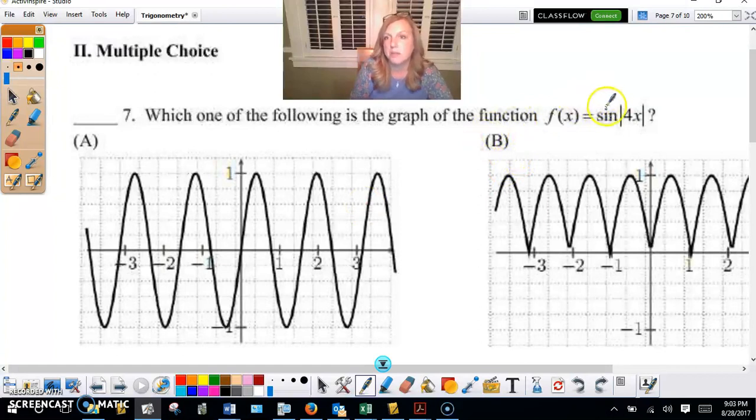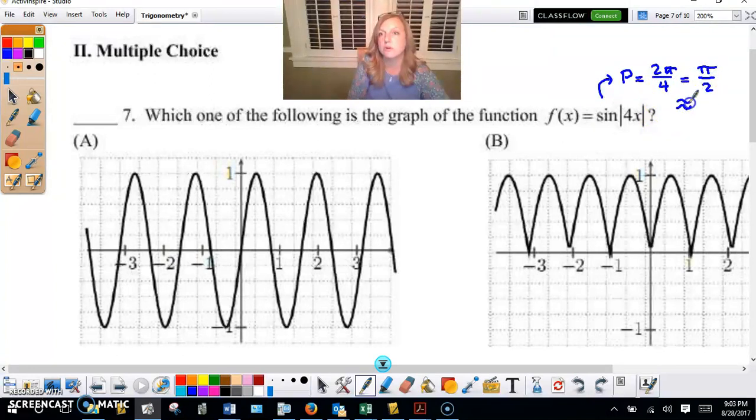We know that our period, and again, I'm just ignoring the absolute value bars for the moment, I know that the period would be 2 pi divided by 4, because it would be 1/4 of what it used to be, which is pi over 2, or approximately 1.57. So initially, when you look at this, there are a couple of things that you might be thrown off by. Now, let's talk about the absolute value bars. If x is positive, then these absolute value bars do absolutely nothing. So for x greater than 0, it's simply going to be the sine of 4x.